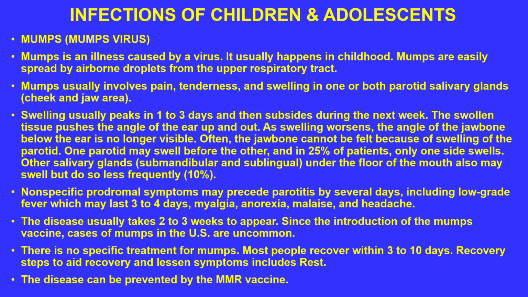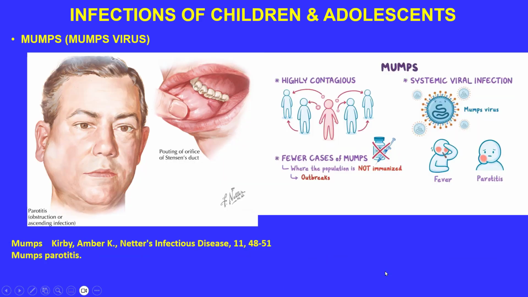Now, the disease usually takes 2 to 3 weeks to appear, and since the introduction of the mumps vaccine, cases of mumps in the United States are uncommon. There is no specific treatment for mumps. People usually recover within 3 to 10 days. Steps to aid the recovery and lessen the symptoms include rest. The disease can be prevented, though, by the MMR vaccine.